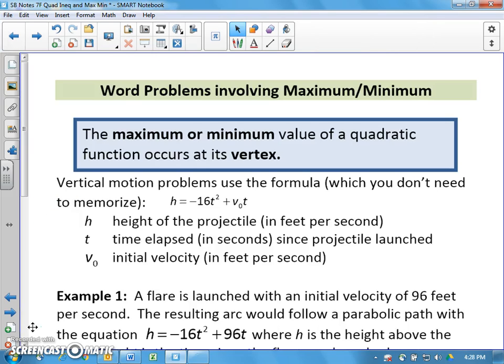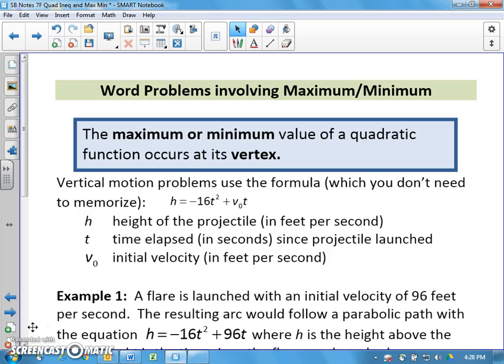Okay, hopefully we got that one okay. We're going to move on. We're going to do the first set of word problems, and then we'll leave the rest of these to do in class. But we'll do the first one together, and then you'll do the second one, and then we'll finish up in class. So these are word problems involving maximum and minimum. If you remember what we talked about in class, we said that the maximum or minimum value of a quadratic function always occurs at its vertex.